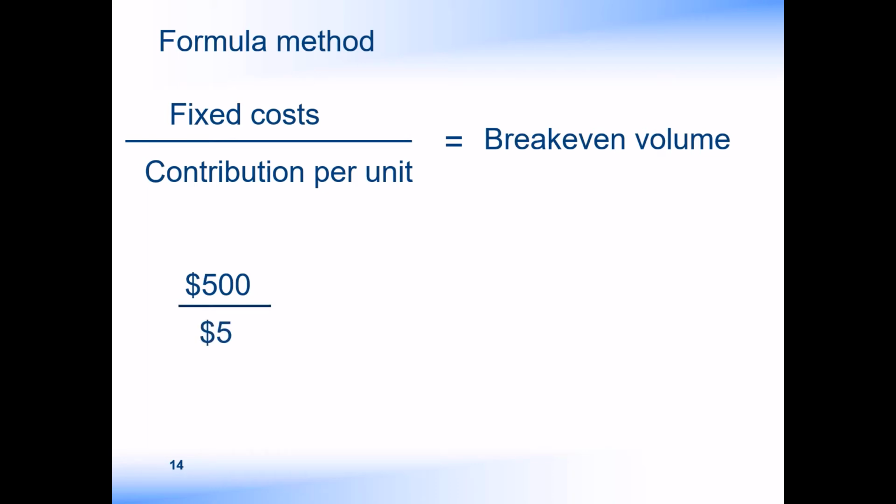The simple formula is fixed costs divided by the contribution per unit, which equals the break-even volume. Let's suppose our fixed costs are $500 and the contribution we calculated was $5 per unit. Our break-even point would be 100 units.